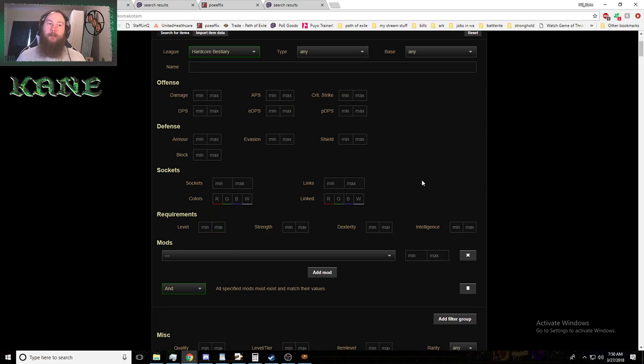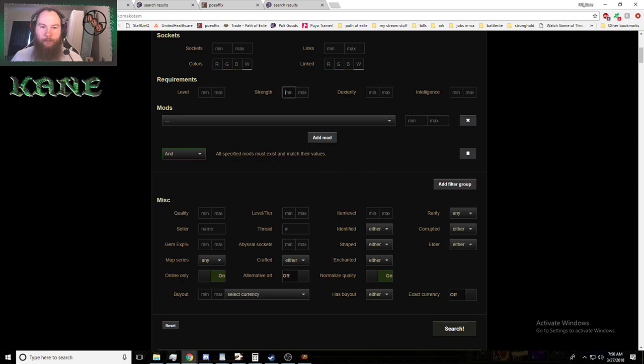So if you're looking for like an upgrade on your weapon and you want a level 40 weapon, you put in the minimum of like say level 32 to 40, and that way you can get an upgrade in there. In case you're wondering about strength, dex, or int, same thing there.